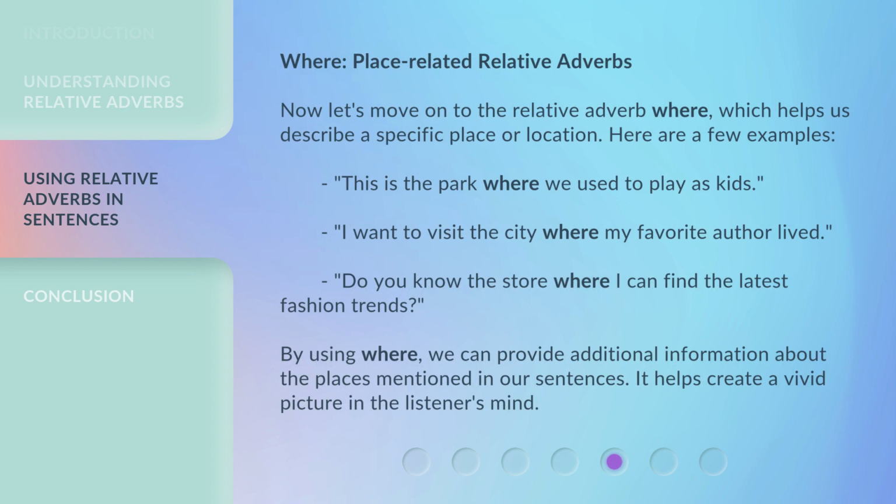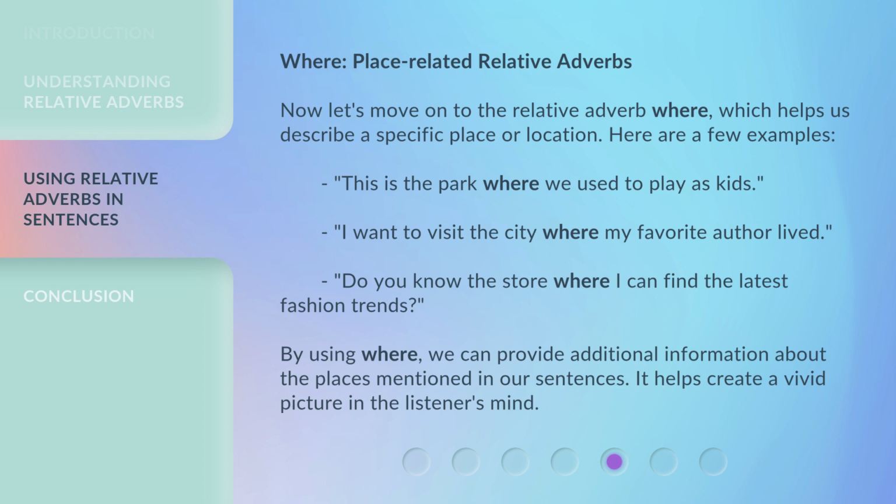Where. Place-related relative adverbs. Now let's move on to the relative adverb where, which helps us describe a specific place or location. Here are a few examples. This is the park where we used to play as kids. I want to visit the city where my favorite author lived. Do you know the store where I can find the latest fashion trends?